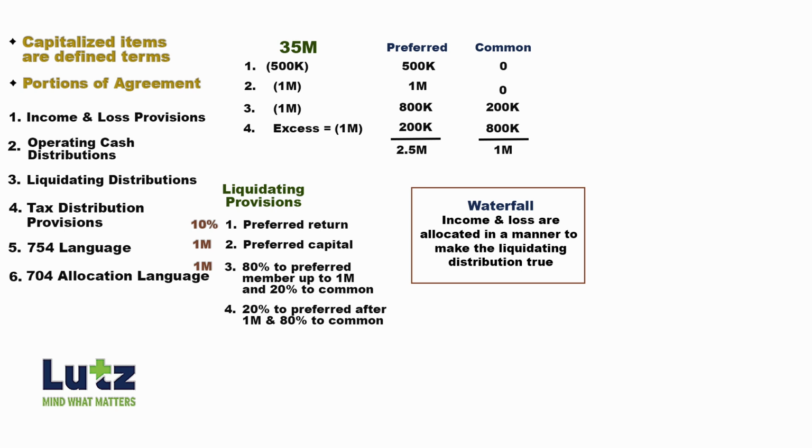The next, anything in excess of that, and I probably should have made this 4.5 million just to make the last tranche $2 million. The excess, which happened to be $1 million, got split 80-20, with preferred being the loser for getting the lesser amount, and the common getting the greater amount.